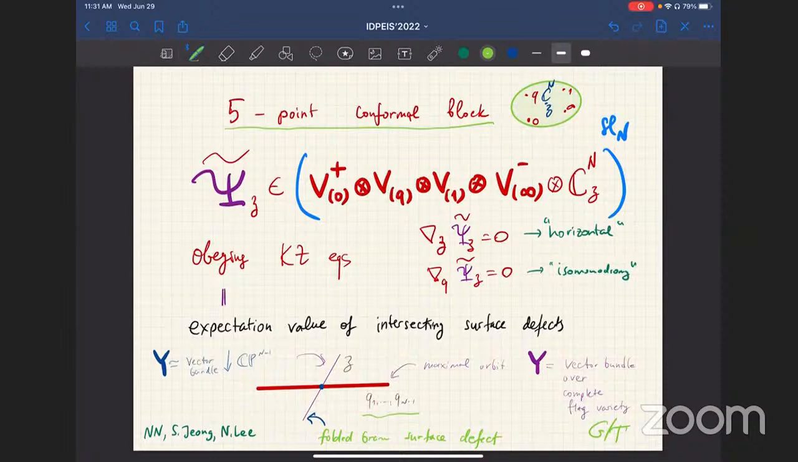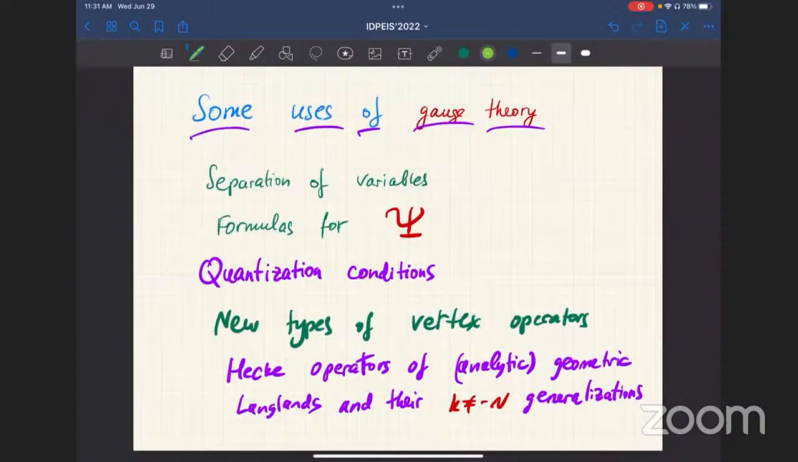Okay, let me finish by mentioning some uses of gauge theory. So why is it good to have this four-dimensional perspective and this analytic continuation? In the A1 case, one can understand the separation of variables in the quantum case, and also a kind of free field representation for the solution of the KZ equation, which is different from the free field representations which were written by physicists in the late 80s, early 90s, because again, we work with general k, general level, general spins.